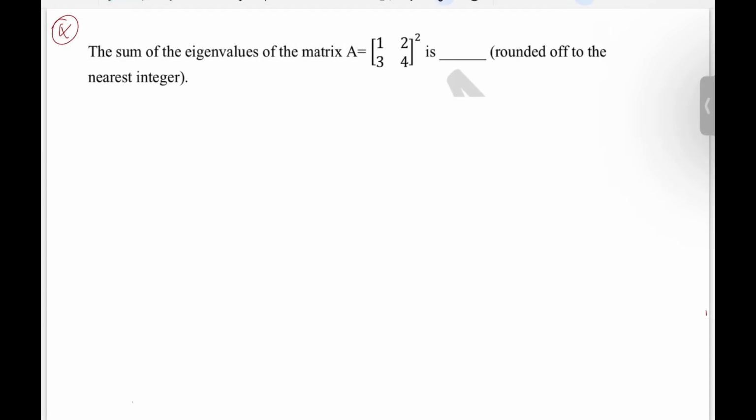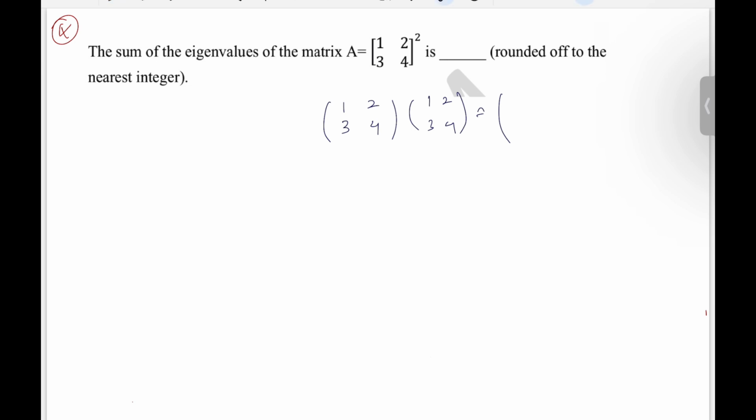Now this question number 4, the sum of the eigenvalues of this matrix is. So this matrix A is a 2 by 2 square matrix, and they are asking for the sum of the eigenvalues. That means we can just multiply the matrices and add the diagonal elements of the resulting matrix, then we will have the sum of the eigenvalues, right? So that's an easy one. You just need to perform the matrix multiplication and add the diagonal elements. You will get your sum of the eigenvalues.